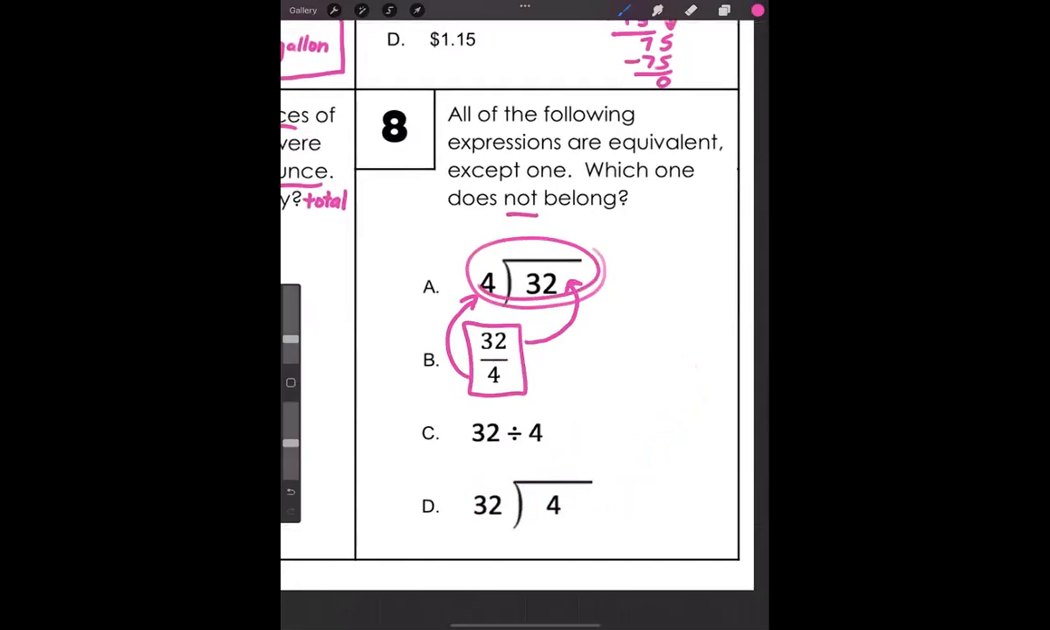What you're dividing by goes on the outside. The thing that's actually being divided is what's going on the inside. So A says 32 divided by 4. B says 32 divided by 4. C says 32 divided by 4, but D says 4 divided by 32, which is not the same as all the rest of them.